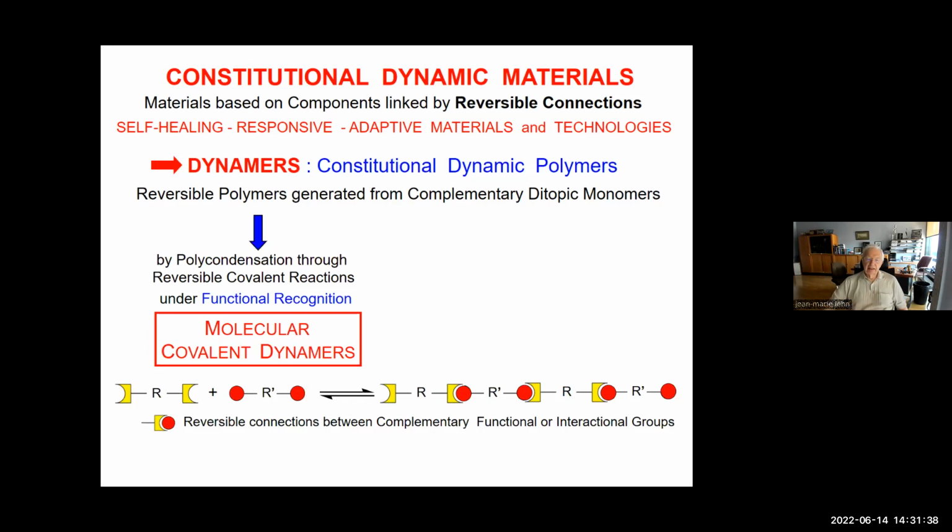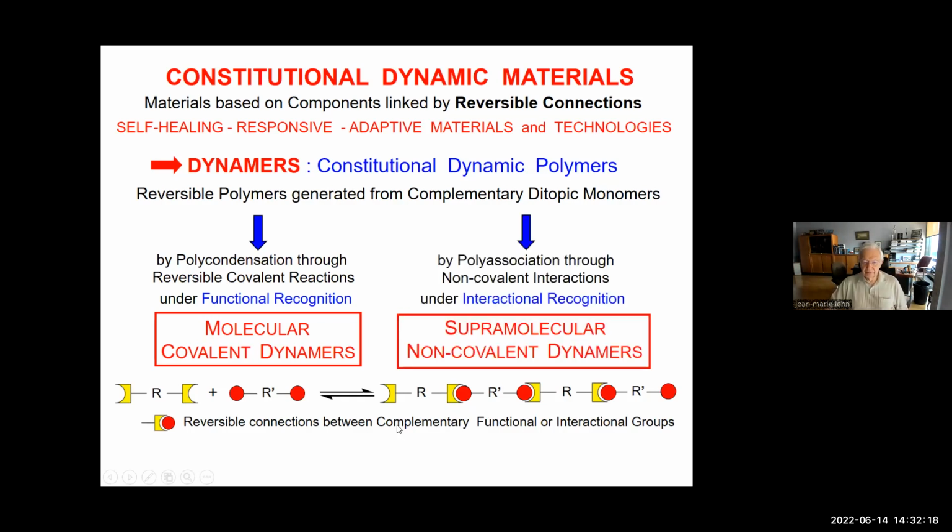One can distinguish 2 categories. First of all, molecular covalent dynamers, where monomers have functional groups at each end, which undergo a reversible reaction. The yellow with the red forms a reversible reaction. And this then leads to a main chain, a polymer, where the monomers constituting this polymer are then reversible. So this yellow and red is reversible. It can dissociate and reassociate. These are covalent dynamers.